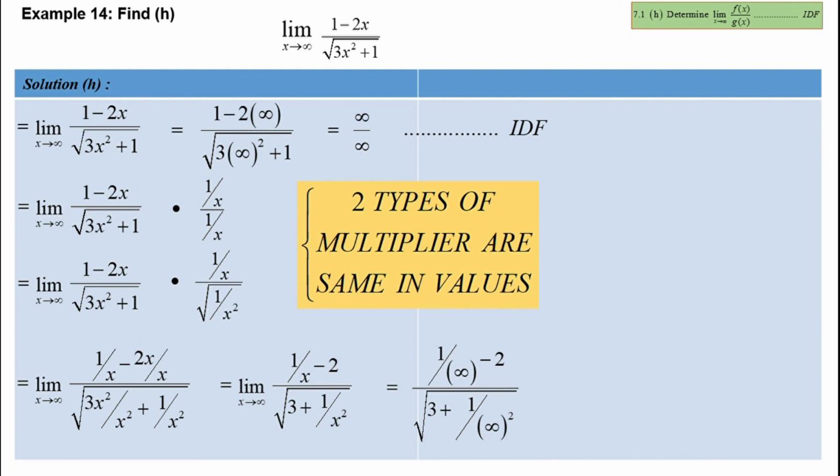And please remember back before this, in subtopic 7.1, g, in our tips, that is, when any number is divided by infinity, the result is 0. So, our function will be 0 minus negative 2, divided by the square root of 3 plus 0. And our final answer will be equal to negative 2 over the square root of 3.